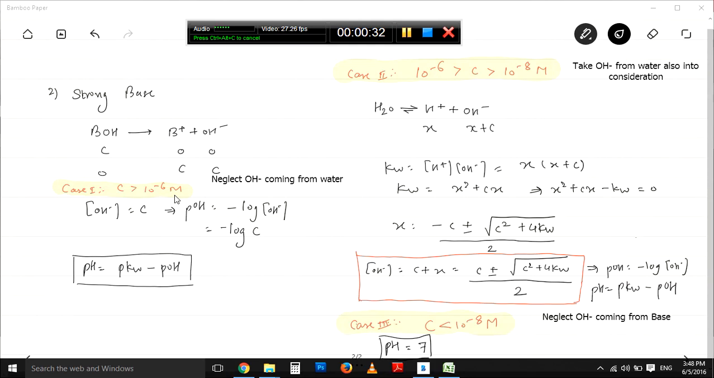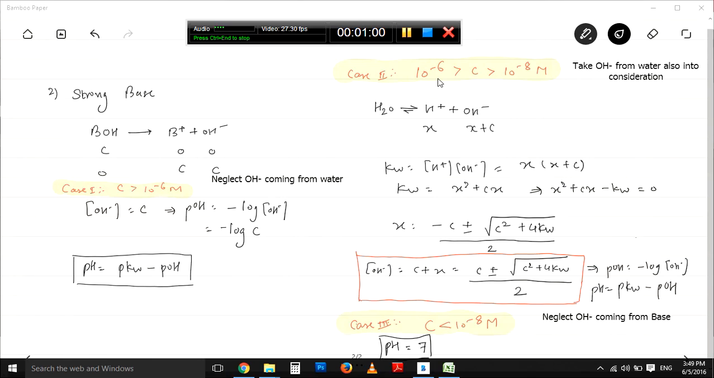Now again, as in the previous case, we are going to make 3 different cases. Case 1 is when the concentration of the base is more than 10 raised to power minus 6. In this case, OH minus will be equal to C, and pOH will be equal to negative log of OH minus, which is negative log of C. Once you get that, pH can be calculated by using this equation, where pH is nothing but pKw minus pOH.